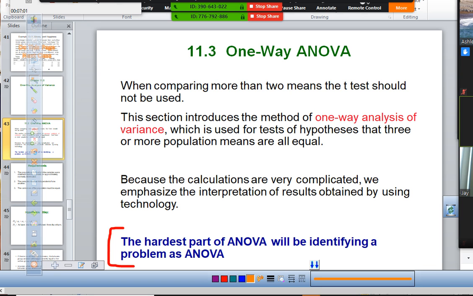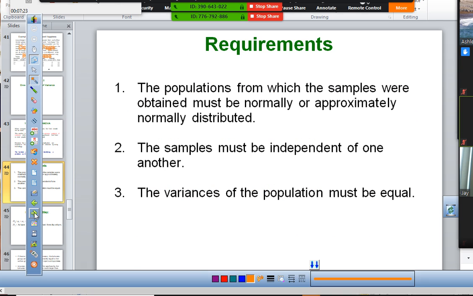Right. This is going to be super straightforward, really easy. The hardest part, like Vanessa just said, is going to be identifying it as ANOVA. That's not getting it mixed up with the other ones. So again, if we're comparing two means, we just use our regular t-test from Chapter 11. But if we have more than two means, we have to have something else. So that's where ANOVA comes in.